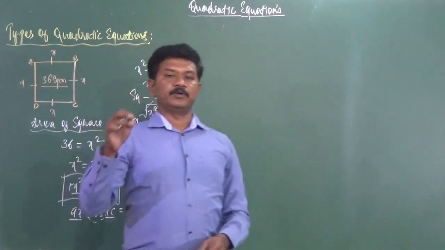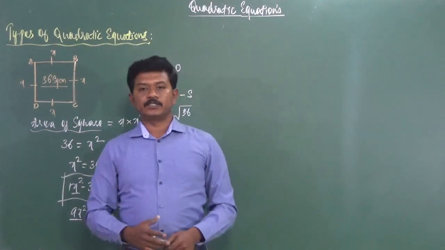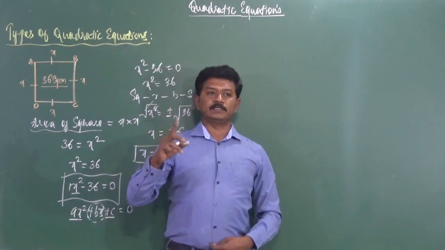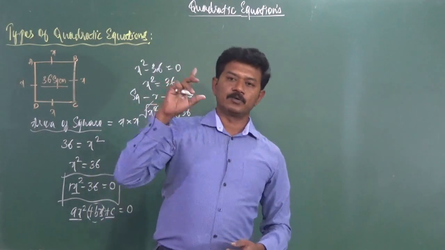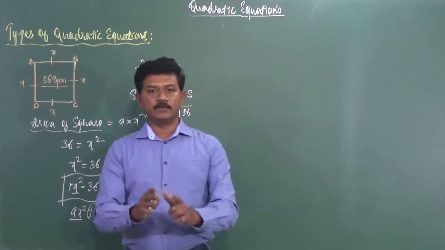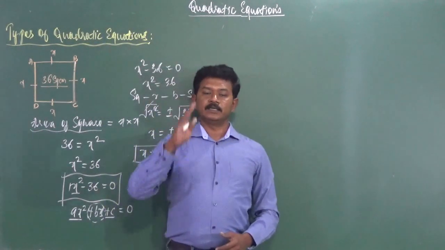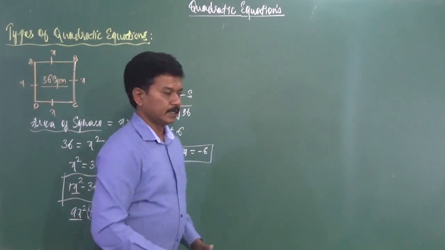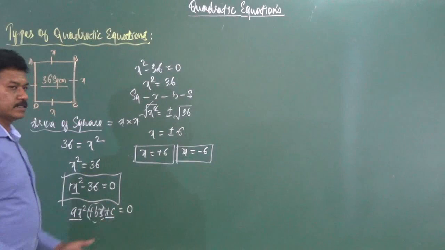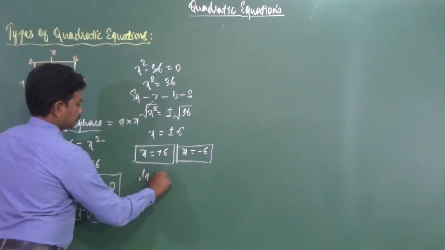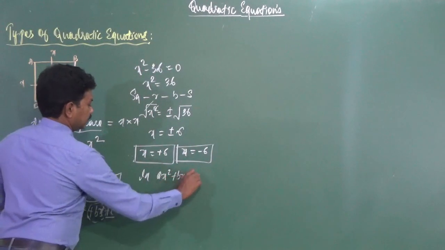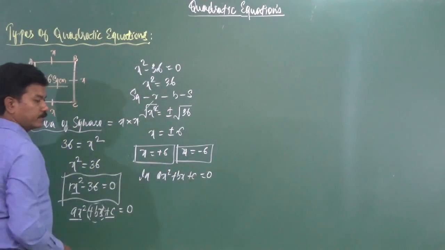So, what is a pure quadratic equation? A quadratic equation whose variable exists in degree 2 only is called a pure quadratic equation. The roots of a pure quadratic equation are equal but opposite in sign. Right? I hope you got this. Now let us write the standard form of this. So, ax square plus bx plus c is equal to 0. This is the standard form of a quadratic equation.